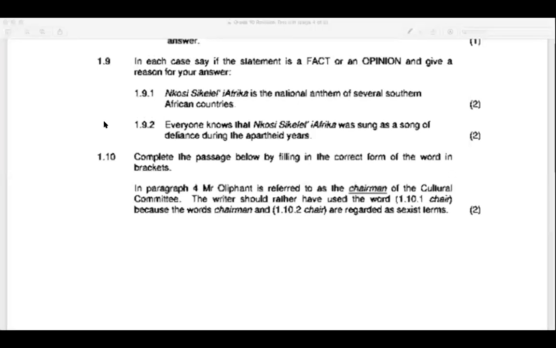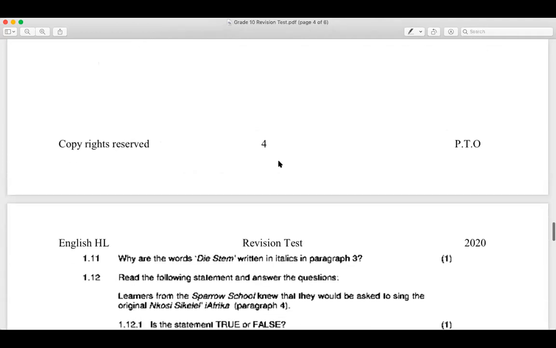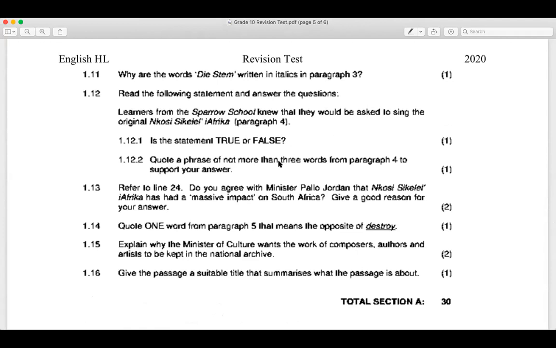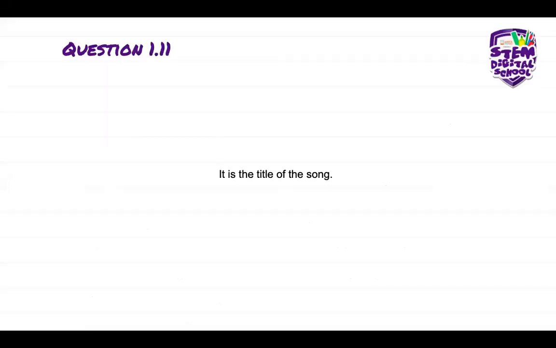Then you've got 1.11, let me just share that. 1.11 says, why are the words destem written in italics in paragraph 3? There's your answer. It is the title of a song.